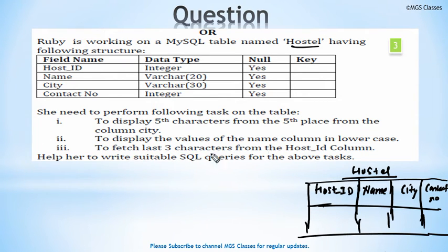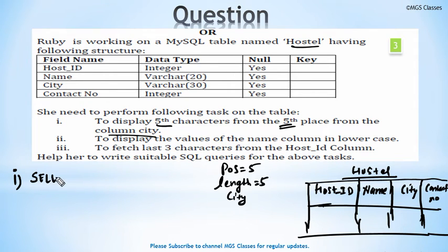Now first you need to write the query for the first task. The first task is to display the 5th character from the city column, that is, from the 5th position you need to fetch a 5-length string from the column city. The column name is given as city. So what will you write in the select? Which function can you use? You can use 3 functions here: the MID function, the SUBSTR function, or the SUBSTRING function. Any one of the functions you can use to answer this question, but the arguments are important.